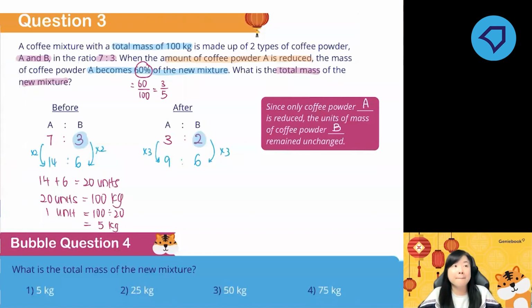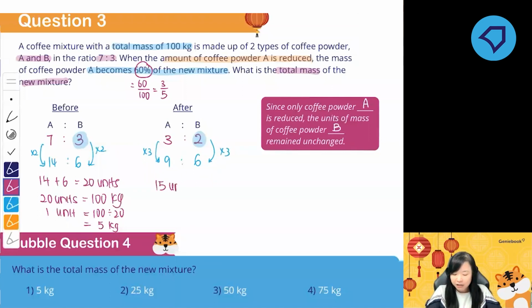Then remember, what is the total mass of the new mixture? The new mixture is over here. Okay, the after is the new. So what's the total number of units, everybody? The total number of units will be 15. So 15 times 5, and most of you got it correct, 75 kg. Good job. Okay, let's go.